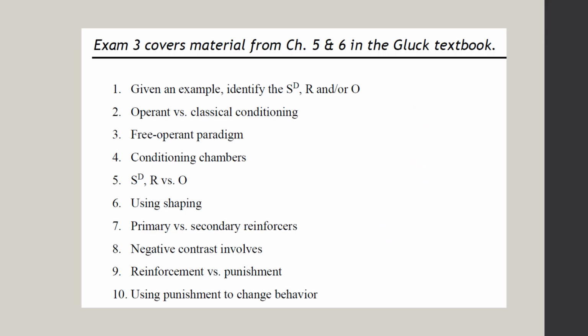All right. So chapters 5 and 6, the chapters on operant and the discrimination, generalization, and concept formation chapter. All right. So first one, give an example. Identify the discriminative stimulus, response, and/or outcome. I'll give you a hint. This has something to do with Thorndike's cats.